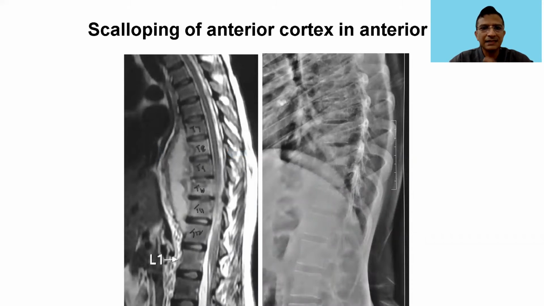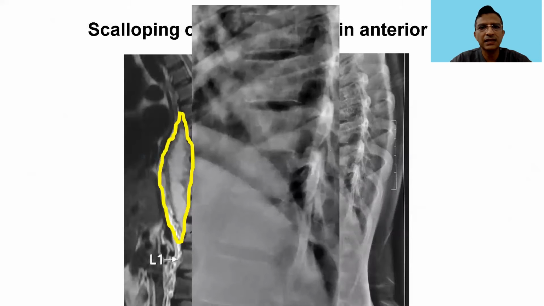Sometimes we also see anterior tuberculosis with anterior abscess, and that may present with scalloping of the anterior cortex. Just zooming out the lateral view, and we can see that there is scalloping of the anterior cortex over here, which is because of the erosion due to the anterior abscess.